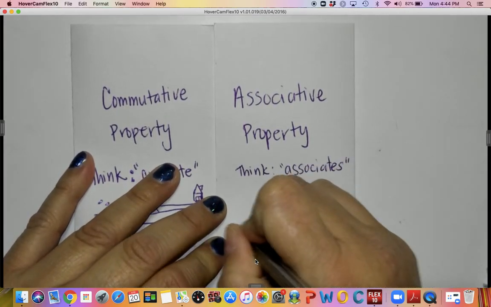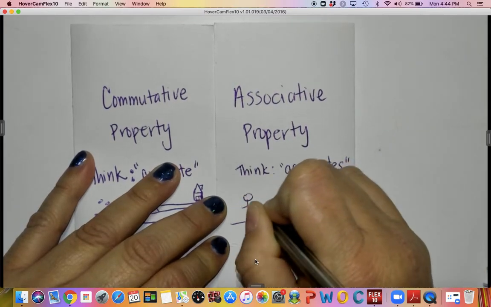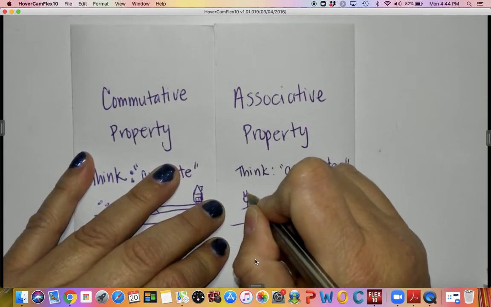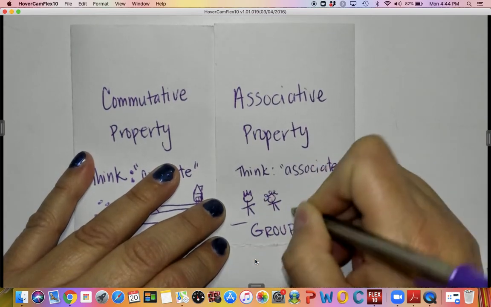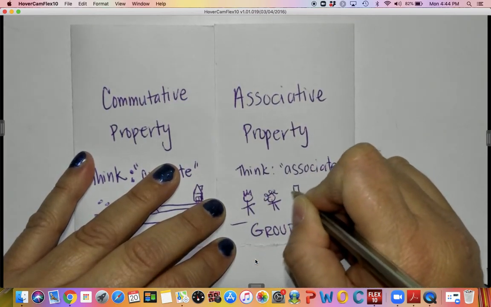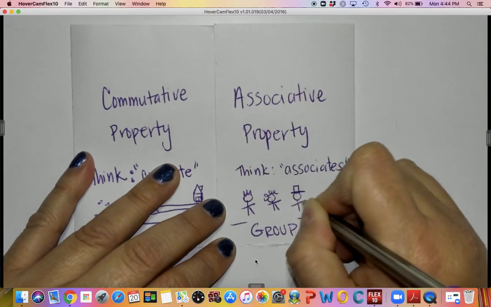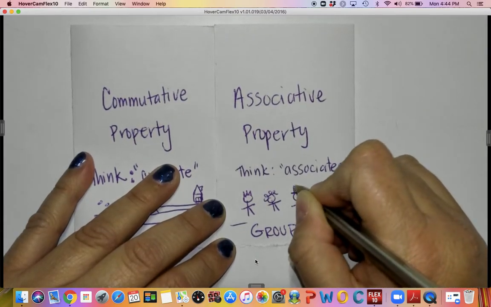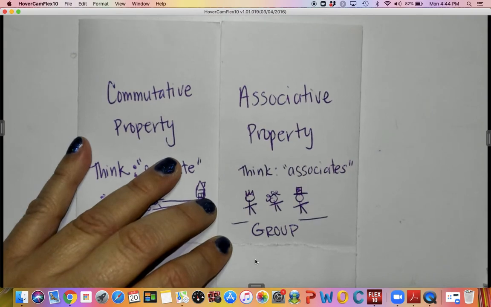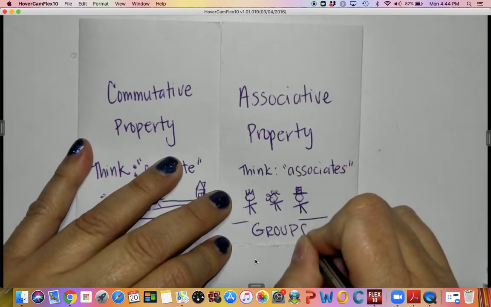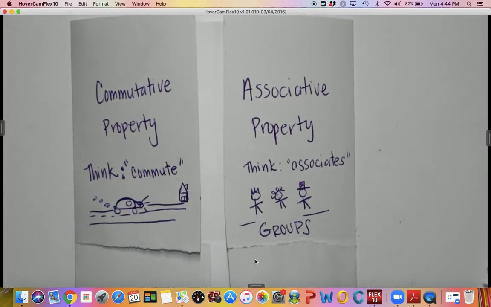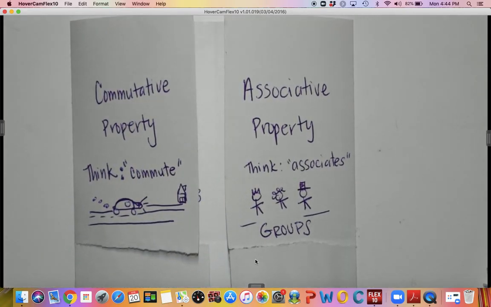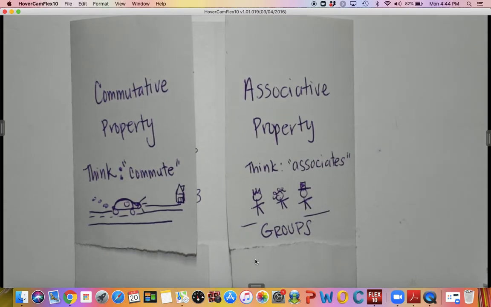And I'm going to write some little people here. My little stick figures. This guy will wear a top hat. Okay, they're in a group. I'm going to say groups. And the group part is really important. And you need to know the group part because I'm going to show you why it makes it different from commutative property.